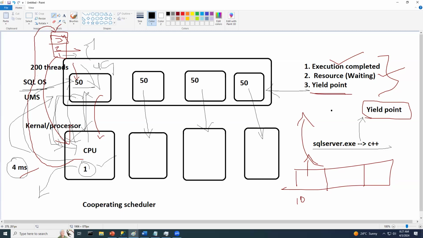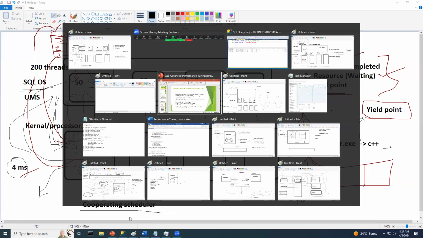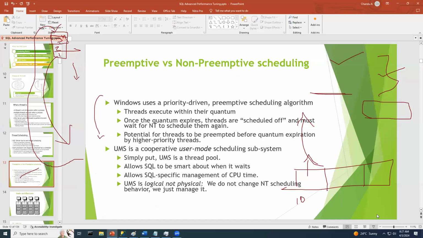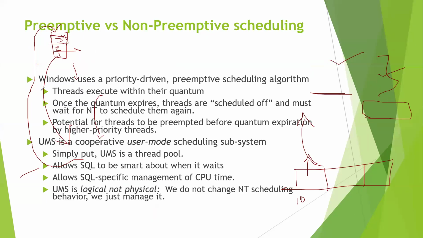It will give a signal and allow the other thread to execute on the CPU. So this will allow another thread to execute, and that is the reason we call the SQL operating system a cooperating scheduler. So that is what we mentioned here.